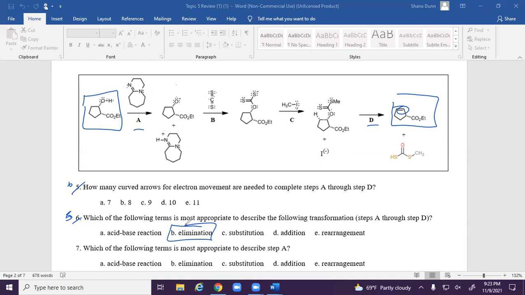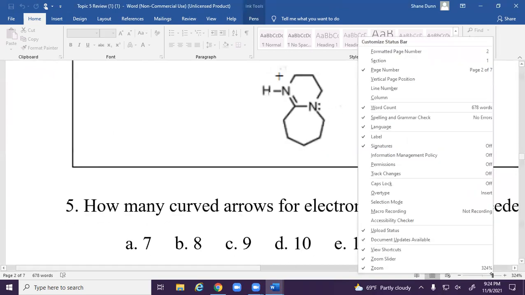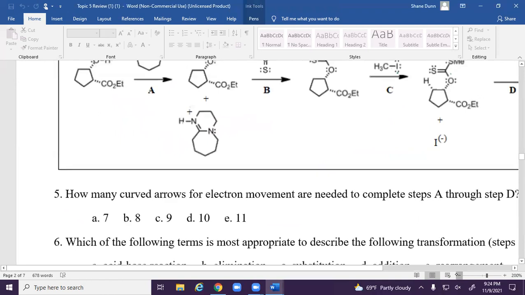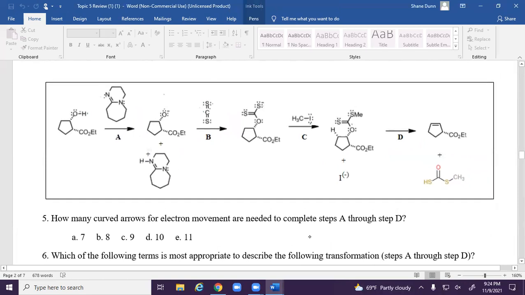Okay, ready for arrows? Yes. Everyone's favorite part. Zoom in a little bit. Scroll up. Okay. This guy becomes this guy. What's the difference?